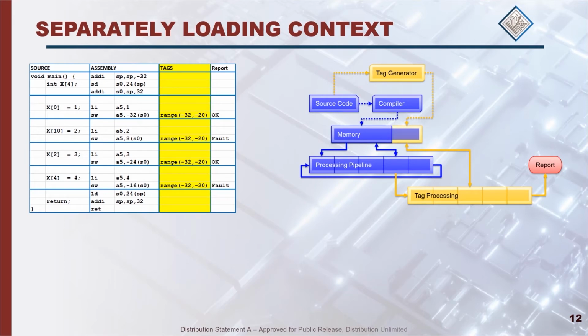Then that tag generator is going to load those particular tags into a separate area of memory. So the program is still the same. The program goes through the compiler and gets loaded into memory just the same way and then is executed in the processing pipeline. Now the tag processor is going to be watching the execution, so when one of those stores shows up, it will know that it needs to get the tag for that particular instruction. It'll go to memory and pull that tag out for that particular instruction and then check to make sure that that store has got the right index and it hasn't overflowed that particular buffer.